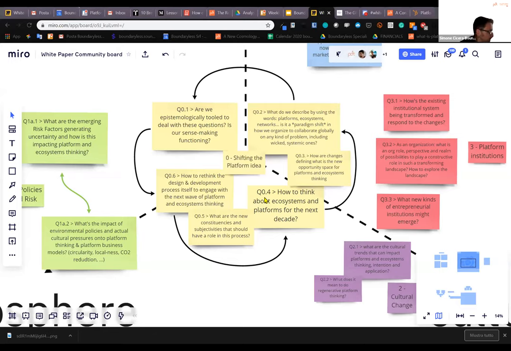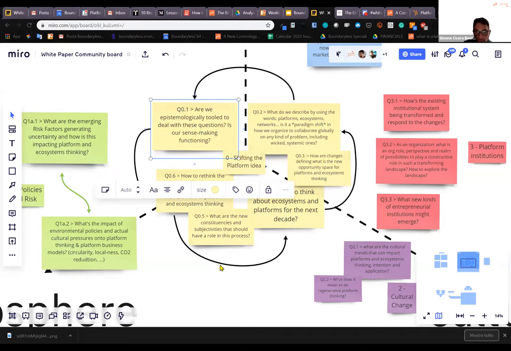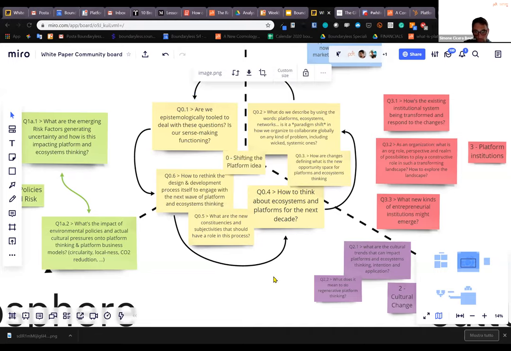Okay, so as I was saying, the question is not just about what we describe with these words, but also how we make sense of all these changes that we are witnessing, and how we describe what we perceive. How are we epistemologically tooled to deal with such questions? This is more or less the area that we call shifting the platform idea.